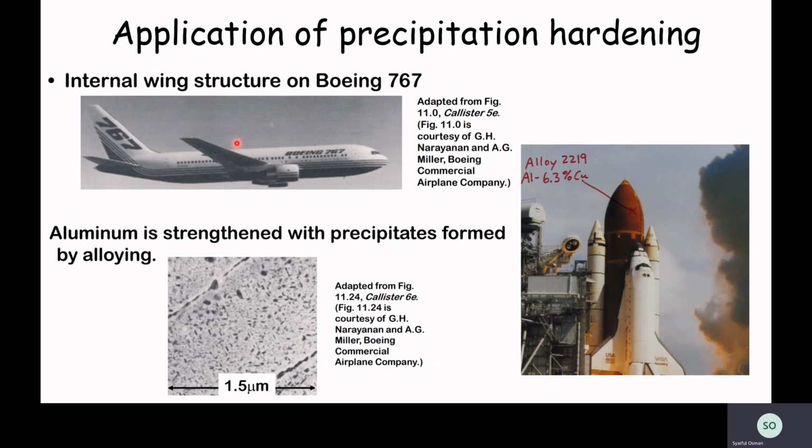And other than that, we have aluminum alloy 2219, an age hardenable alloy that is produced with a copper additive. Aluminum alloy 2219 consists of aluminum and 6.3% copper. It is well known for its excellent structural strength and is used for many applications, especially high temperature applications.